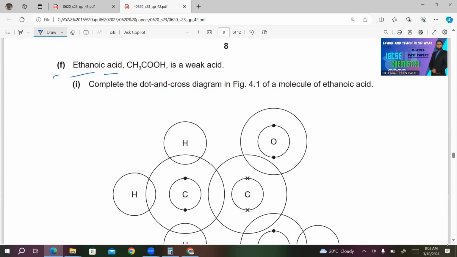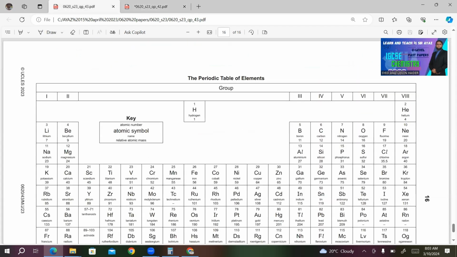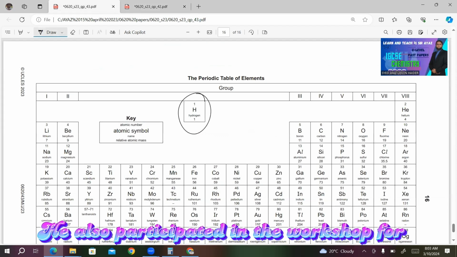F. Ethanoic acid CH3COOH is a weak acid. Number 1. Complete the dot and cross diagram in figure 4.1 of a molecule of ethanoic acid. Here they have shown the key for both the carbon atoms as well as oxygen. I am only going to show the key for hydrogen atom. I am using a blank dot for each hydrogen. And you can see hydrogen has only one electron. Its proton number is 1. It has only one valence electron.